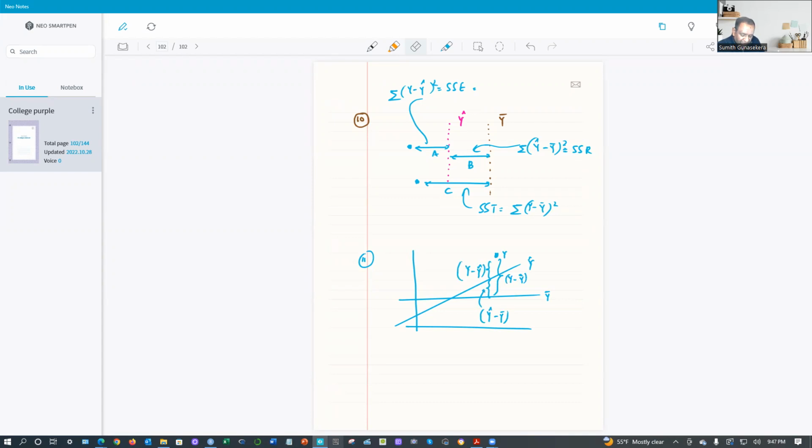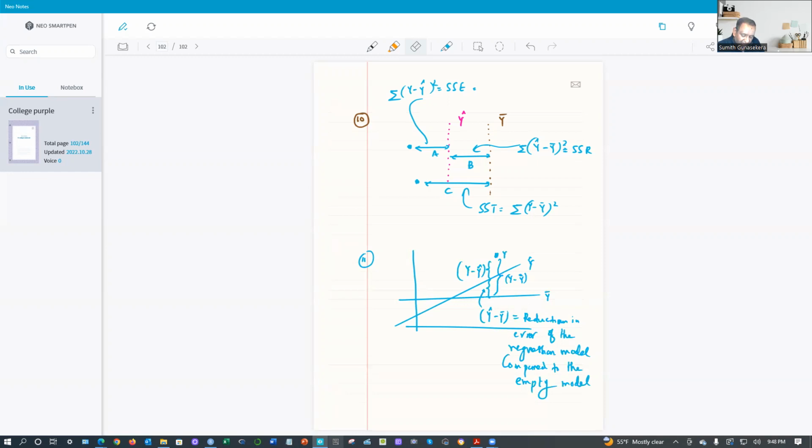So this is nothing but the reduction in error of the regression model compared to the empty model. Compared to the empty model, error has been reduced.